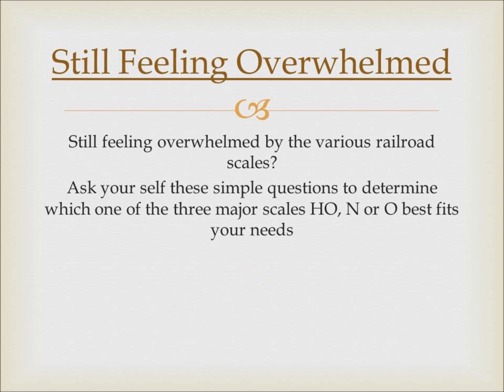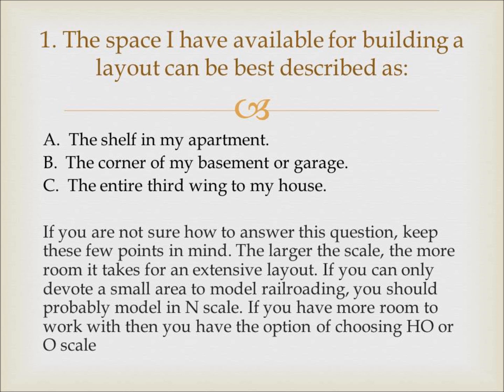Still feeling overwhelmed by the various railroad scales? Ask yourself these simple questions to determine which one of these three major scales, HO, N, or O, best fits your needs. Question 1. The space I have available for building a layout can be best described as: A. A shelf in my apartment, B. The corner of my basement or garage, or C. The entire third wing of my house.